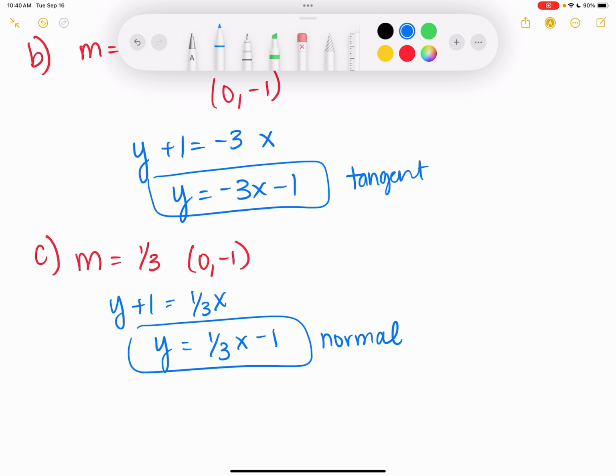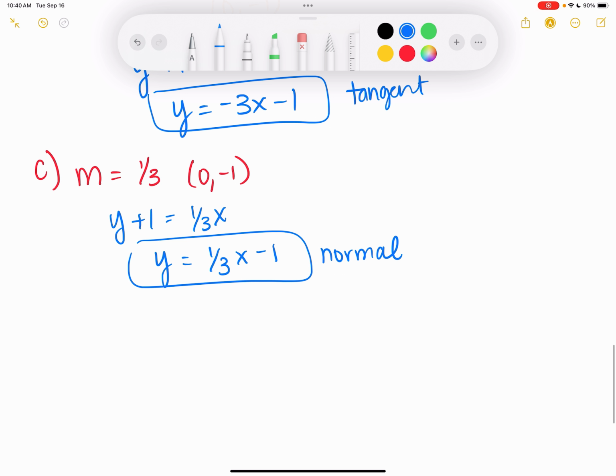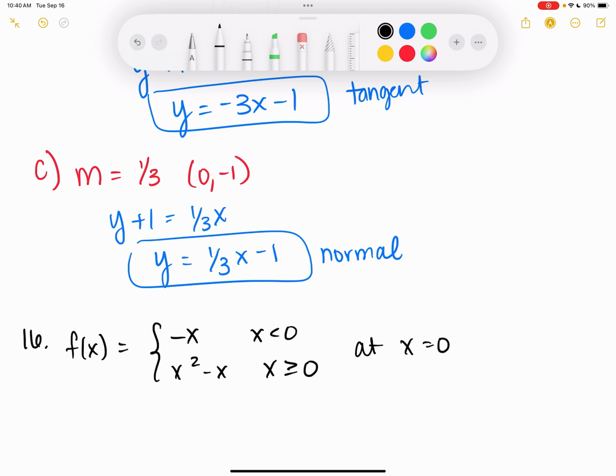Okay. What is the next question asking? Oh. Determine whether the curve has a tangent at the indicated point. If it does, give its slope. If not, explain why not. So basically, they're giving us a piecewise function. So in 16, we've got f of x is equal to negative x when x is less than 0, and then x squared minus x when x is greater than or equal to 0. And it says at x equals 0. So we're trying to find out if there's a tangent at x equals 0, basically.